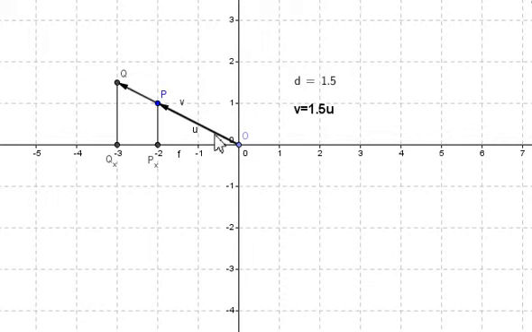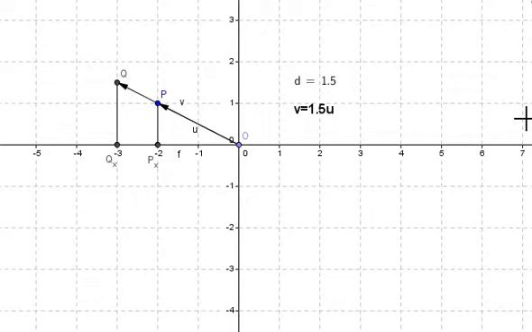Here we have two vectors, u and v. v is obtained from u by multiplying u by 1.5. So it's a result of a scalar multiplication.